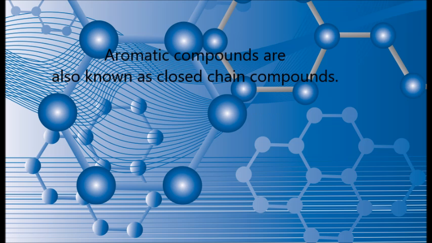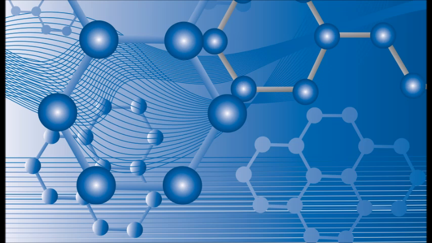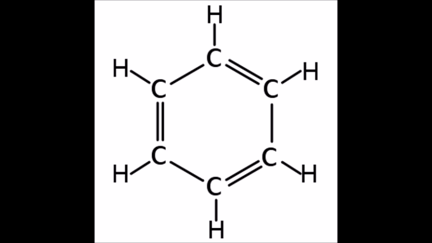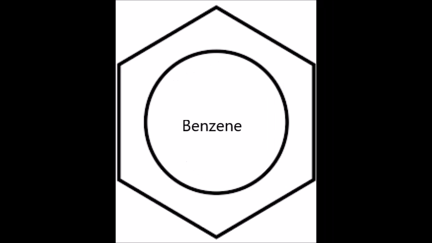Aromatic compounds. Aromatic compounds are also known as closed-chain compounds. Take a look at this picture. These are examples of aromatic compounds. Both of them are called benzene. Benzene can be drawn like this or like this. Benzene has 6 carbon atoms, and it also has double bonds just as shown in the first picture.